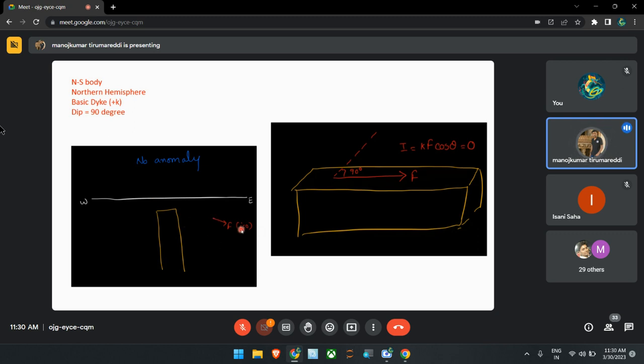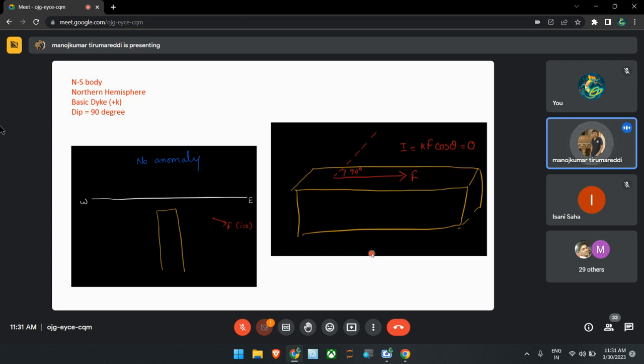Here F is coming out from the screen. So I is equal to 0 means F is parallel to the body. This is a north-south body and the field is also north-south. Here the angle is normal to the primary field, so F will be 0 if it is trending in the north-south direction in the equatorial region.